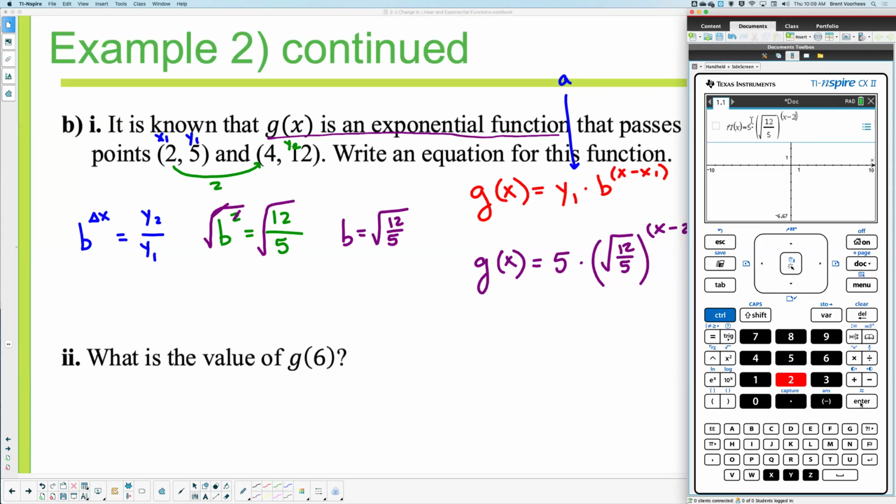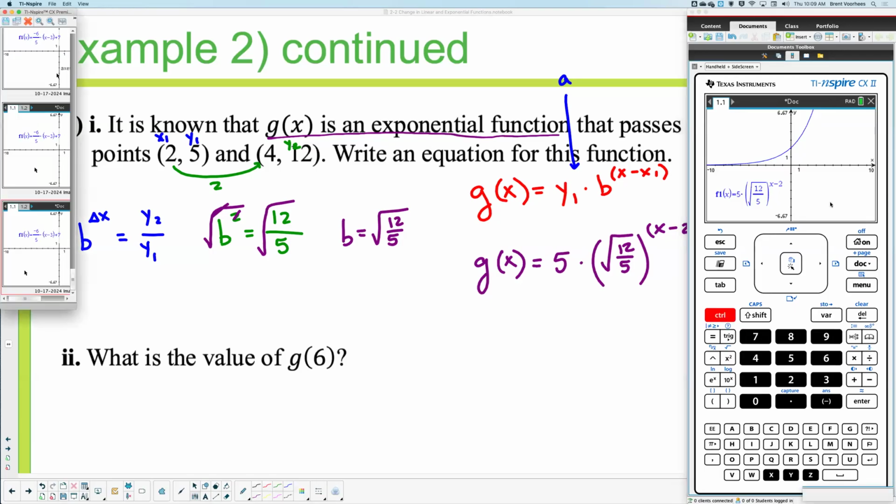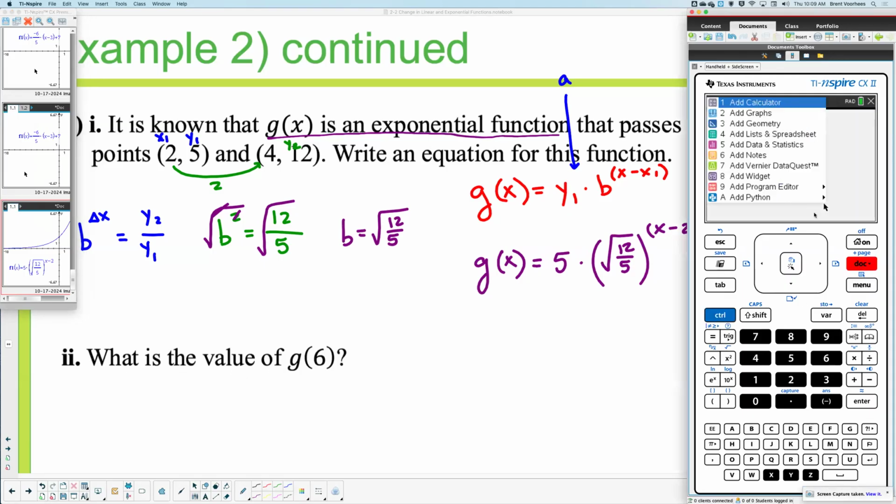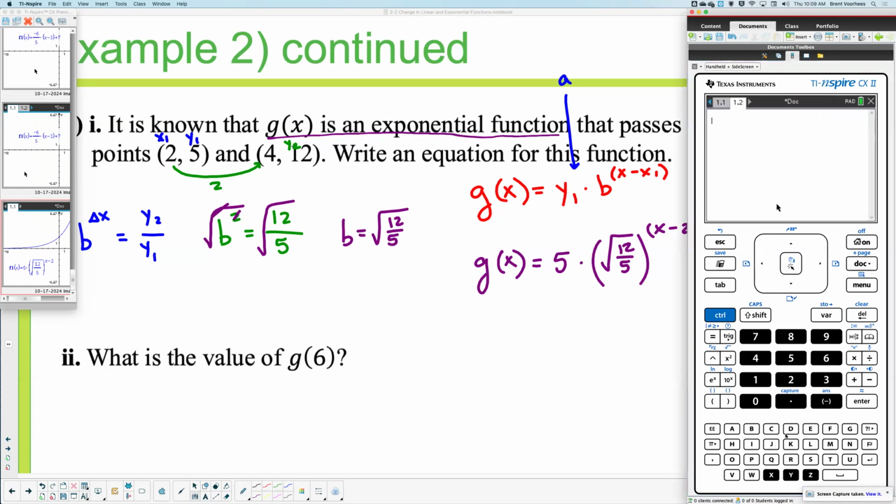Now when I press enter, should I see a line? No. This is exponential. Okay, is this exponential growth or exponential decay? This is growth because it's increasing. It's like a plane taking off, okay? How do I solve part 2? Add a calculator, so control dot, and what do I type in? F1 parentheses 6. Hit enter, and there's your answer.